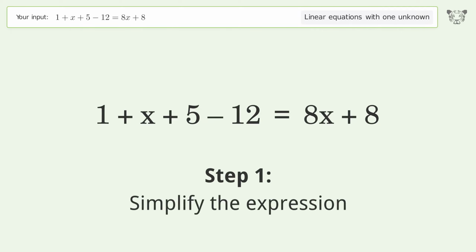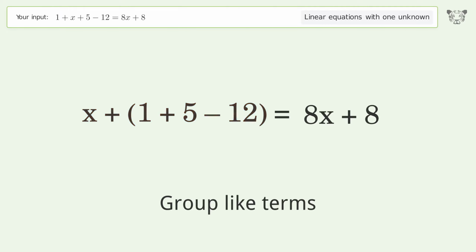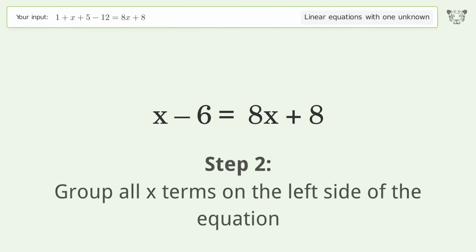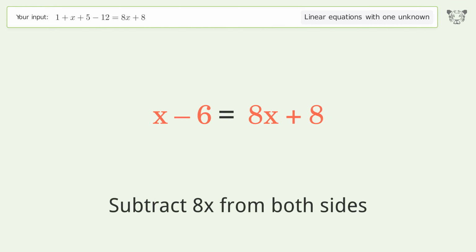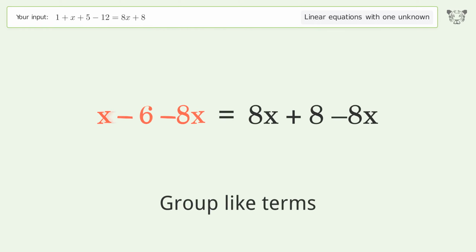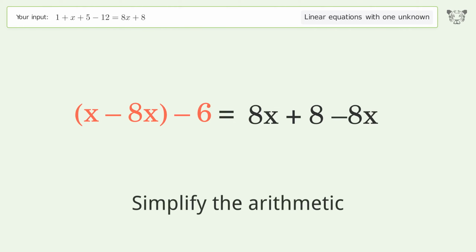Simplify the expression. Group like terms. Simplify the arithmetic. Group all x terms on the left side of the equation. Subtract 8x from both sides. Group like terms. Simplify the arithmetic.